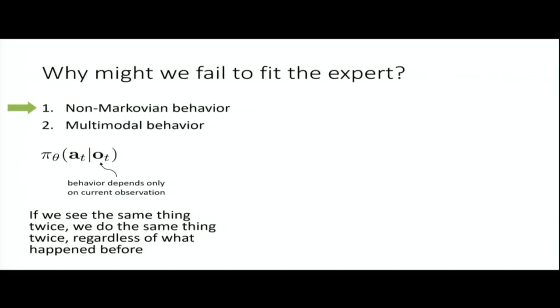That said, just because the policy is optimal doesn't mean that's what the human is demonstrating. So even if the optimal policy might be Markovian, the human might not demonstrate that policy to you. They might demonstrate something a little worse. So in general, the statement that if we see the same thing twice, we do the same thing twice, is often very unnatural for human demonstrators.